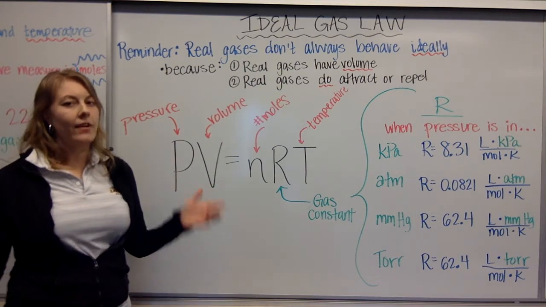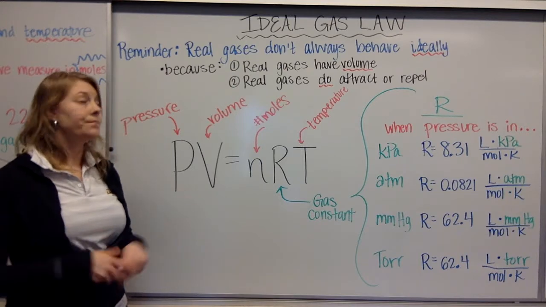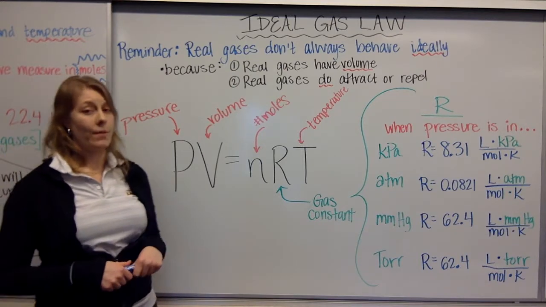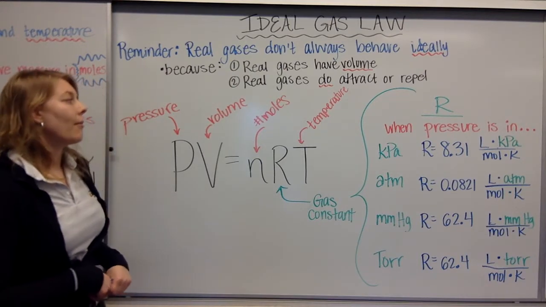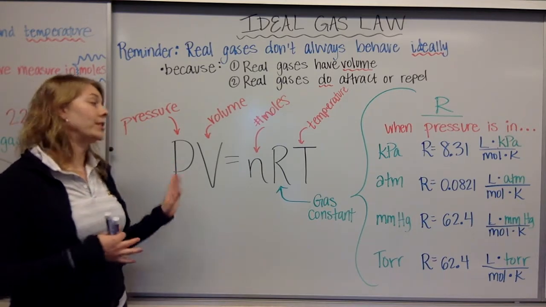Why don't they always behave ideally? Because real gases have volume. They don't have negligible volume, they have volume. And real gases do attract or repel each other, okay? But again, we're dealing with ideal gases. We're looking at how gases are going to behave.